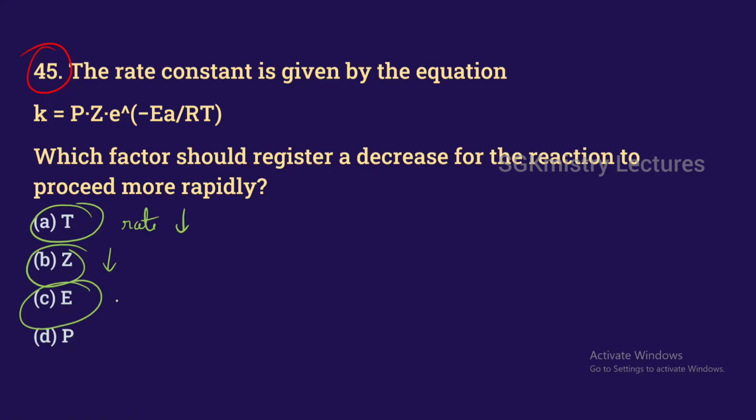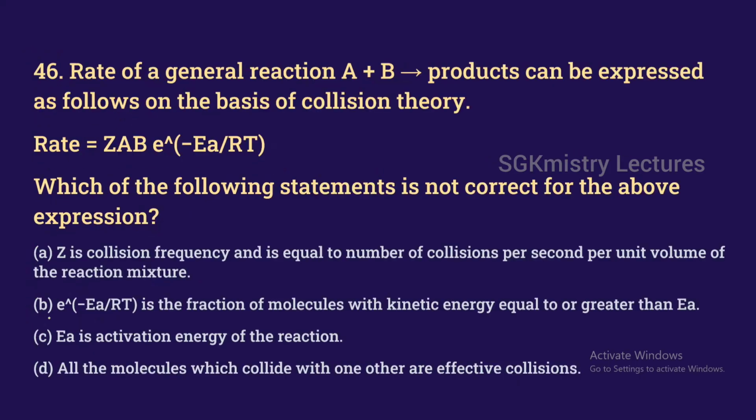Activation energy, if it is decreased, then what happens? The reaction proceeds faster. So the activation energy should be decreased so that the rate of the reaction increases. P is nothing but the orientation. Orientation should be well, okay, with respect to the steric factors. If it is decreasing, then of course the rate of the reaction will not increase. Next, question number 46. Rate of a general reaction A plus B gives products can be expressed as follows on the basis of collision theory.